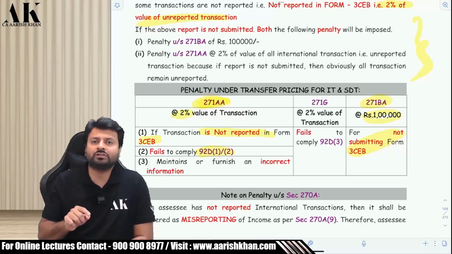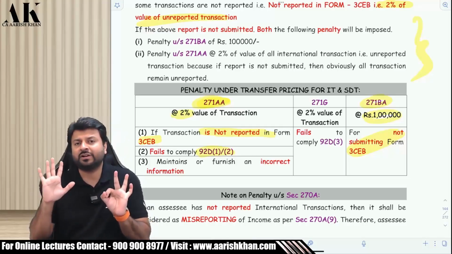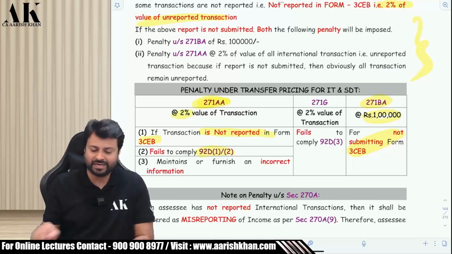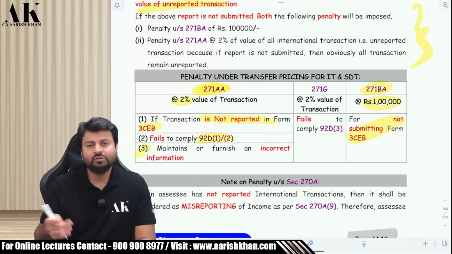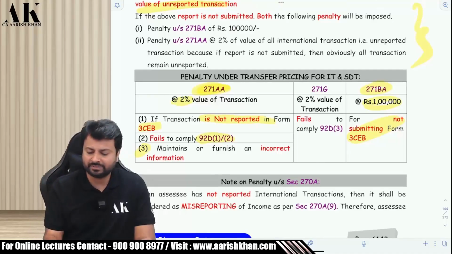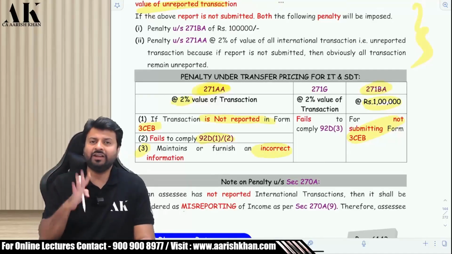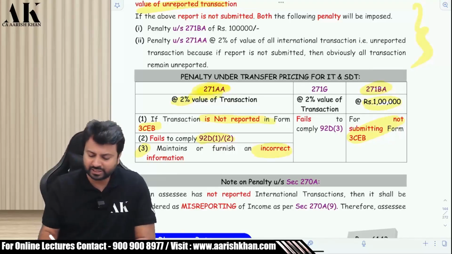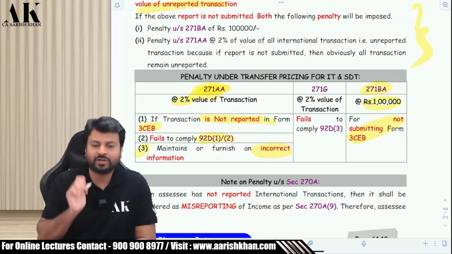And 92D(2) talks about if you do not maintain the documents for a period of 8 years, then you will be liable for a penalty of 2% of the value of transaction. And the third point mentioned over here is you are maintaining the documents, you are maintaining the information, but you are maintaining incorrect, wrong information, wrong documents. Then what sense does it make? Then also 2% of the value of transaction. So 271AA can be imposed because of 3 reasons.